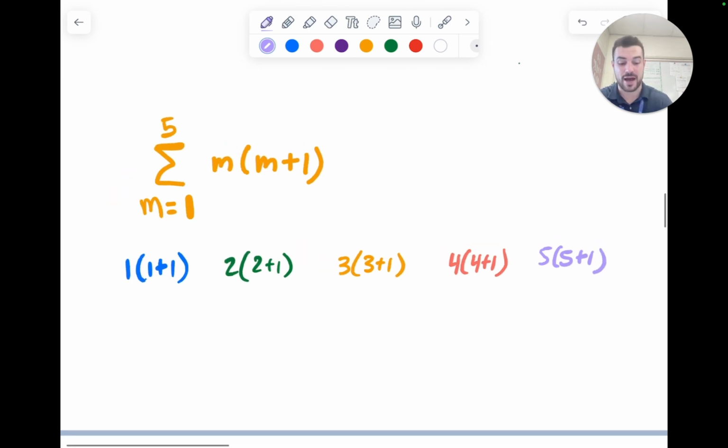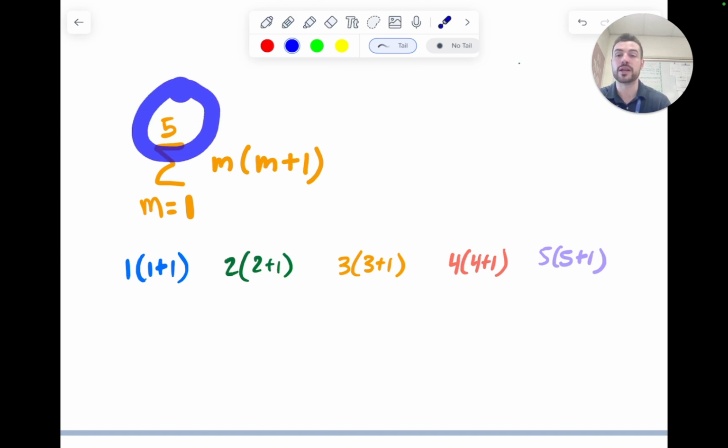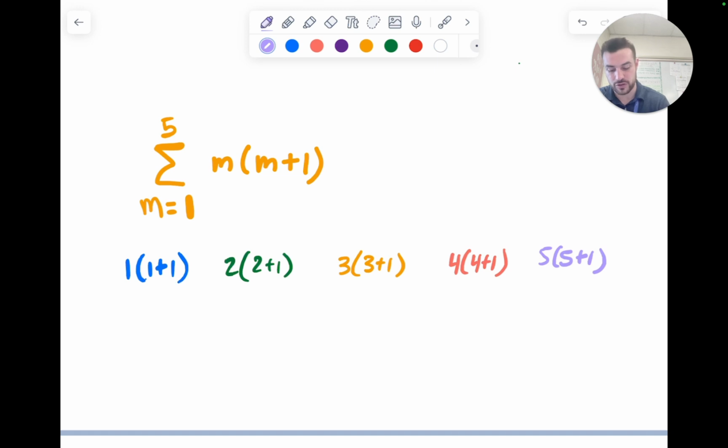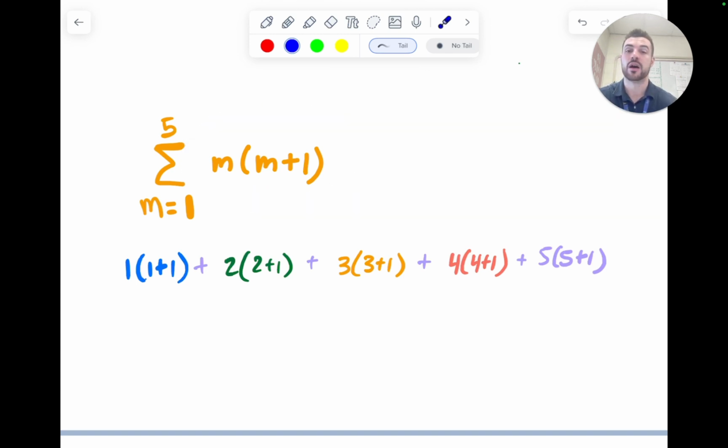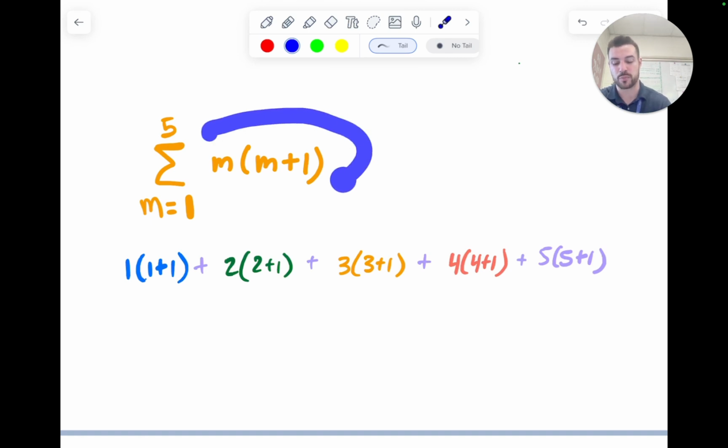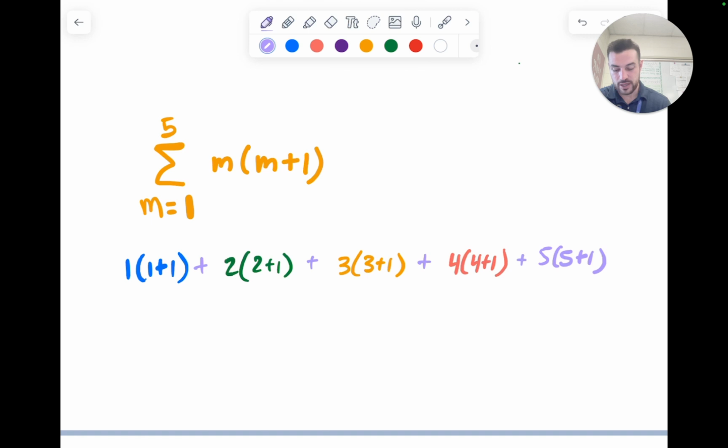Now that's where I'm going to stop. So I started by plugging in the value they gave me on the bottom. And I went all the way to the value on the top. And now all I have to do is add them together. So the series, which is when I take the sum of the first 5 terms represented by this explicit formula, is going to be 2 plus 6 plus 12 plus 20 plus 30.